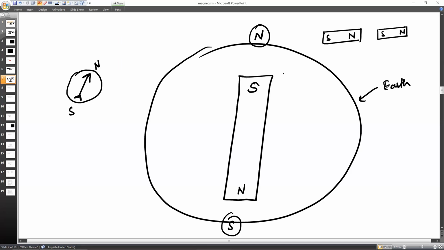So when we bring a compass needle over the surface of the earth, it always points like this. If it is the south pole, then here the north pole will point towards it. So they attract each other. Let's see this video, and this video is going to help you.